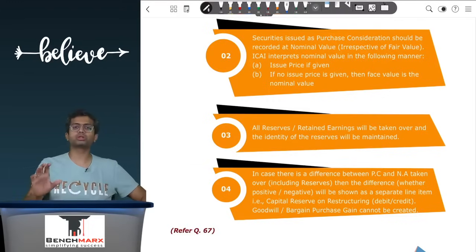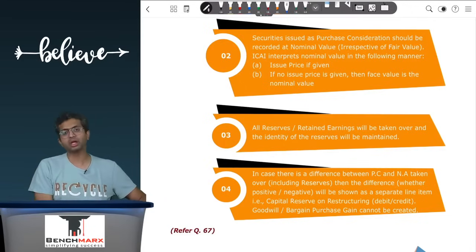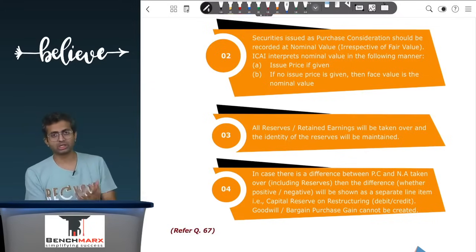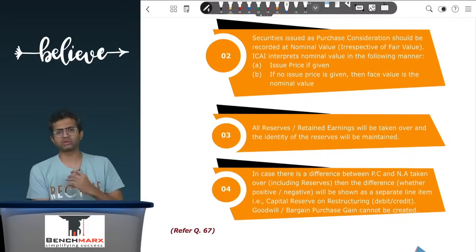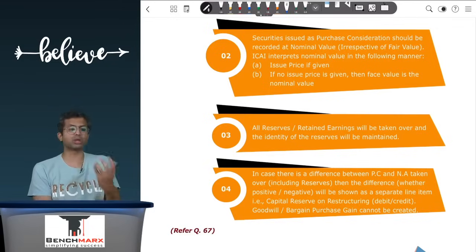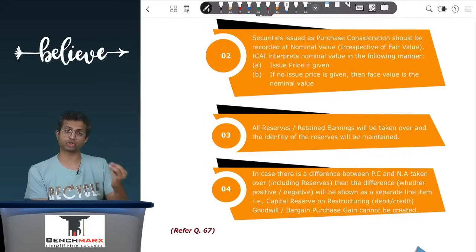You will not show goodwill over here, because you can't create goodwill on transacting with your own self. Here, pre and post the combination, the control is with the same entities, and as a result, you cannot create goodwill on transaction with your own selves. However, if the PC and net assets are different, then the difference will be taken into capital reserve, which is called a gain or loss on restructuring. In practice, it can be taken in other reserves as well. However, from the institute's perspective, we'll take it as a part of the capital reserve, gain or loss on restructuring.